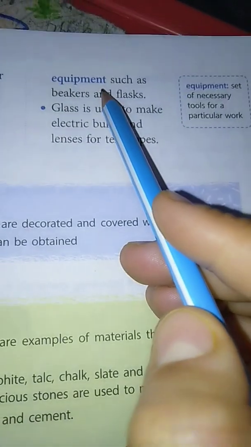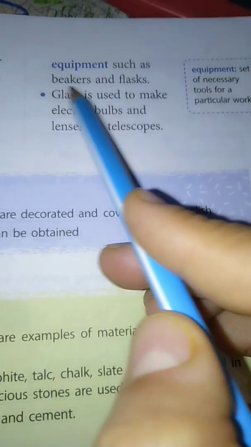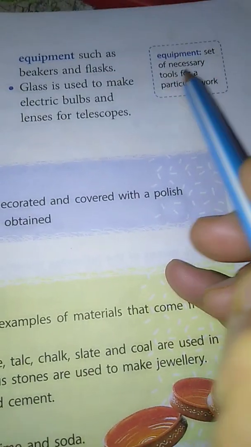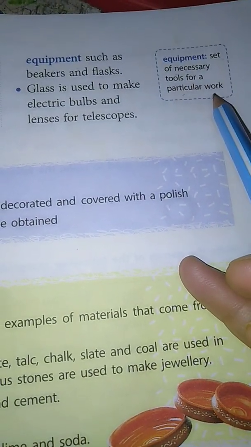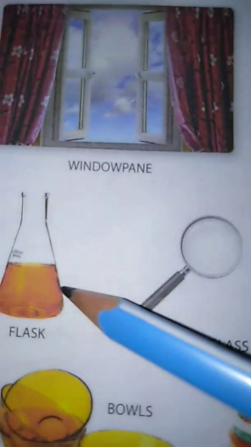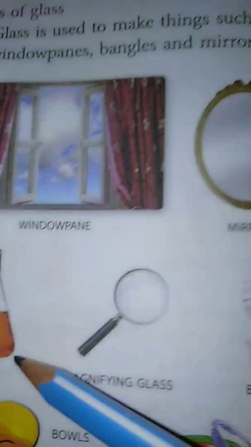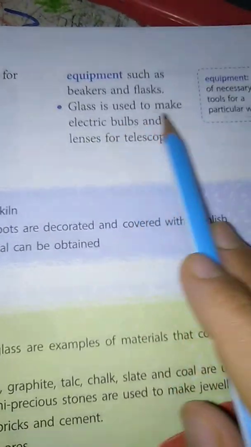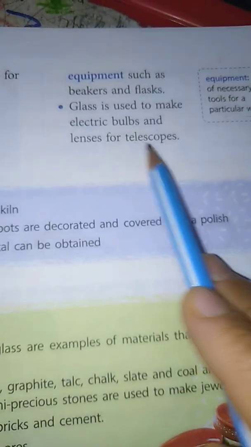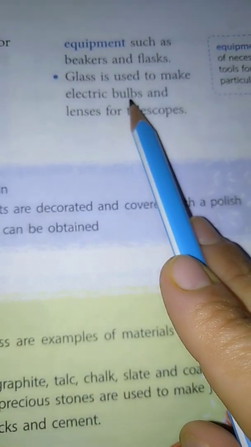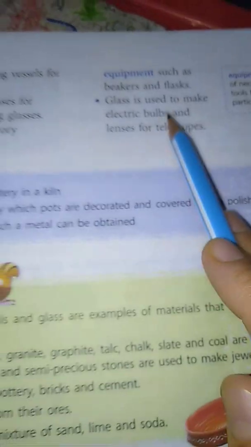And it is used to make laboratory equipment. What is equipment? Equipment is the set of necessary tools for a particular work. Like here you can see this flask. It is a laboratory equipment made of glass. It is also used to make electric bulbs and lenses for telescopes. Electric bulbs and tube lights are all made of glass. So these are the uses of glass.